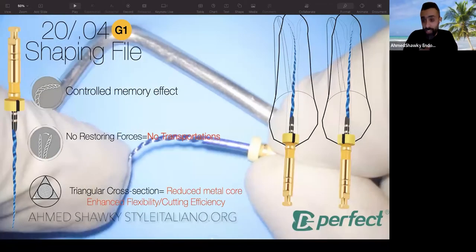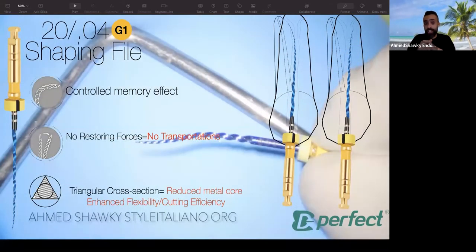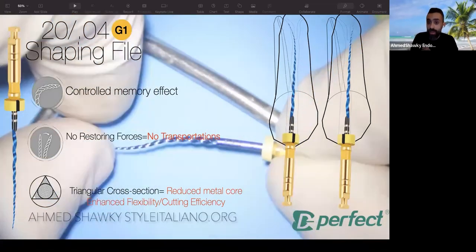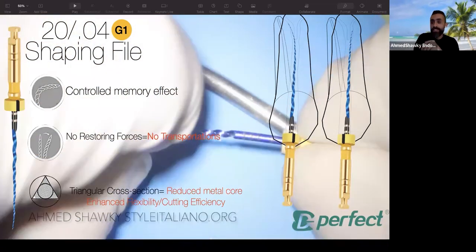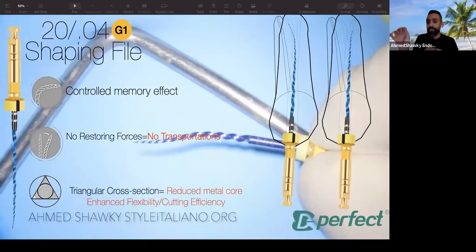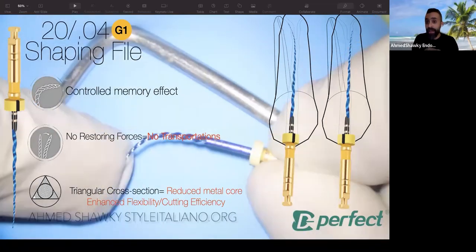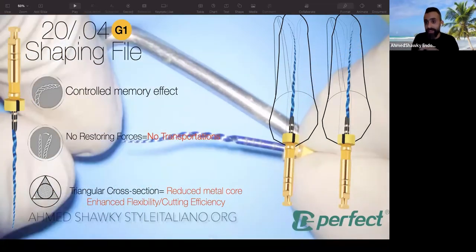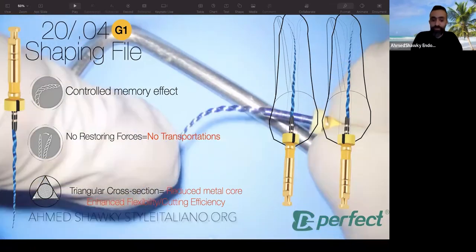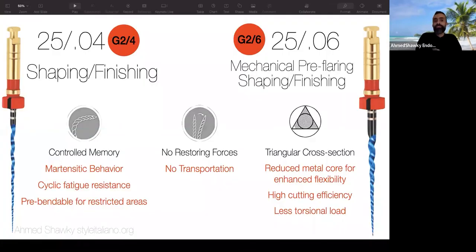The G1 file, the shaping file 2004, is a shaping file with controlled memory effect. And I show you this video. It's very nice. In a deep split like the diagram on the screen, I can pre-bend it, insert it manually as a manual file, until I feel the binding and then attach the motor and go down the split, okay? The 25 04, the 25 or 6. I don't have to go with both.